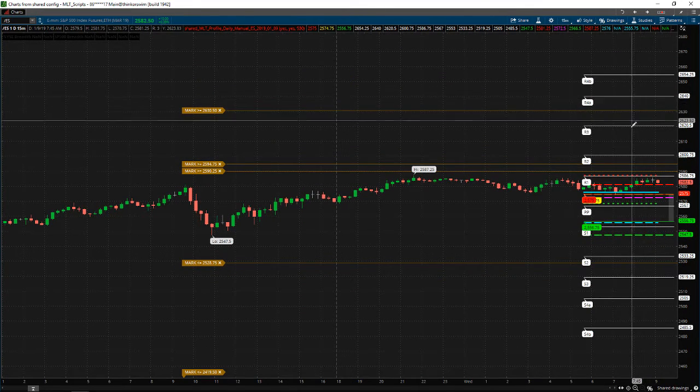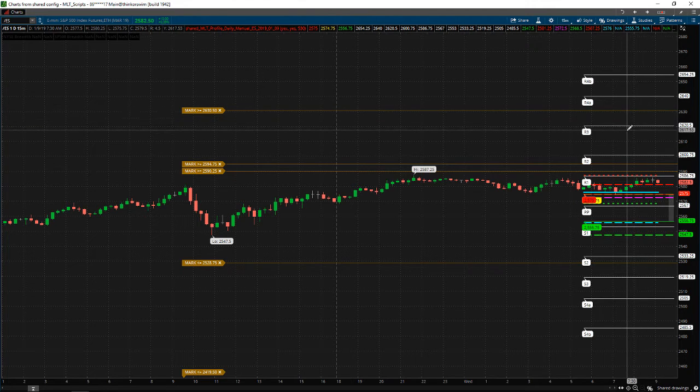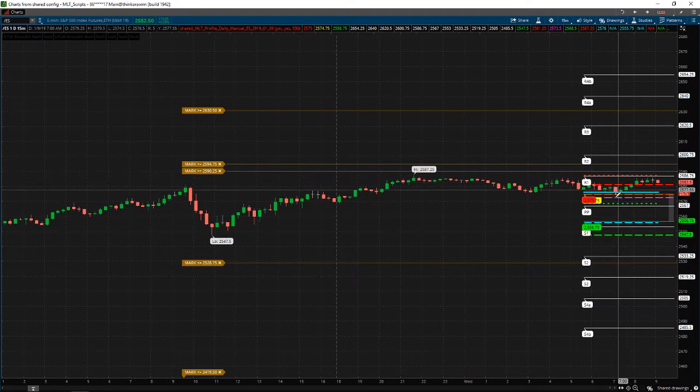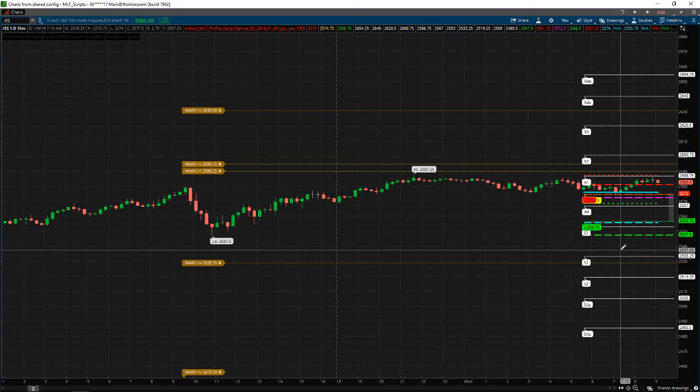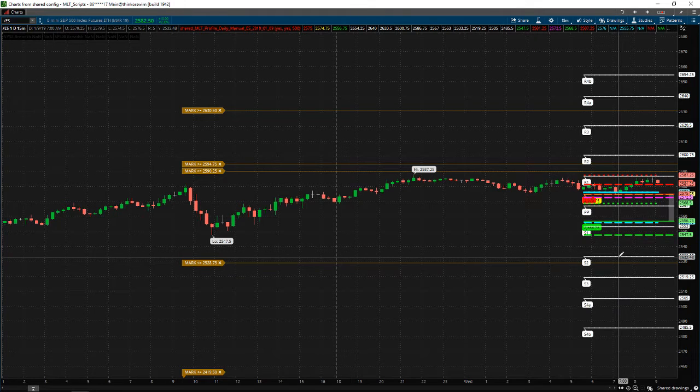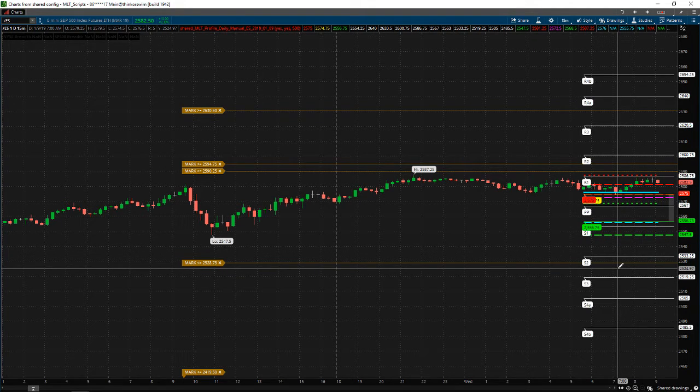And then our pivot point support and resistance levels. R4 2640, R3 2620.50, R2 2675, R1 2586.75, with a pivot point coming in at 2567, S1 2553, S2 2533.25, S3 2519.25, and then S4 coming in at 2505.